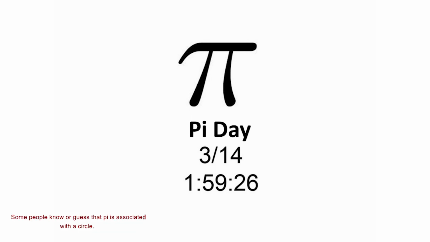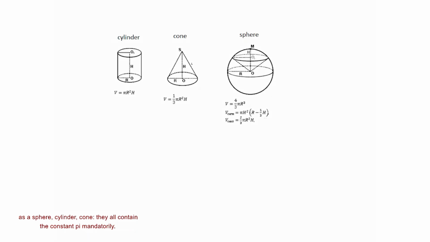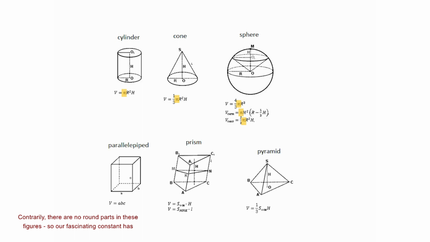Some people know or guess that pi is associated with a circle. If you see a circumference, a circle, or part of a circle, if you see something around, sooner or later the pi number will appear there. If you remember formulas for areas and volumes of any round or partially round bodies, such as sphere, cylinder, cone, they all contain the pi constant mandatorily. Conversely, there are no round parts in these figures, so our fascinating constant has nothing to do here.